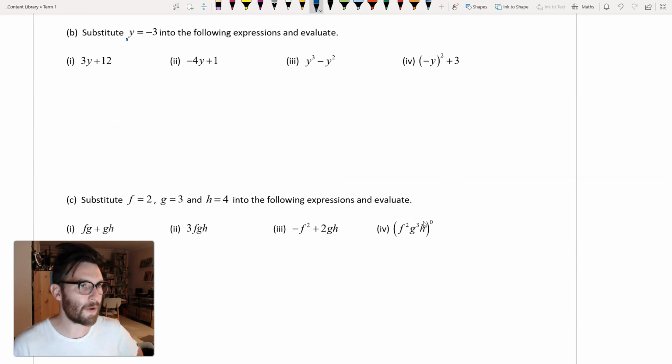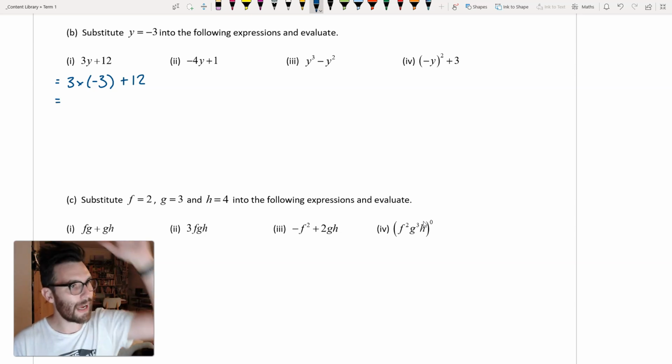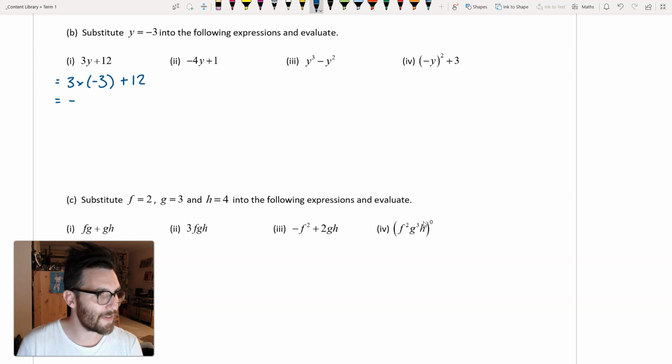All right, for these ones, we're going to substitute in a negative number instead. So we've got 3 multiplied by negative 3, and that's because y is equal to negative 3 for this question. So when I substitute, that's the number I've got to swap. And we're going to add 12 to that. 3 times negative 3, so 3 times 3 is 9, and negative times a positive gives you a negative. So now we've got negative 9 plus 12. I hope I get this the right way around.